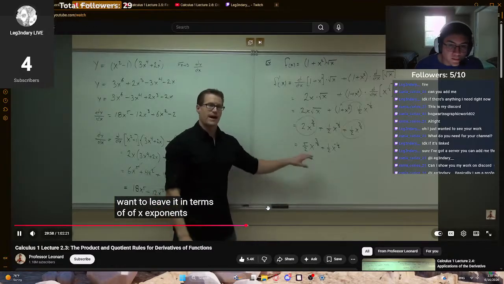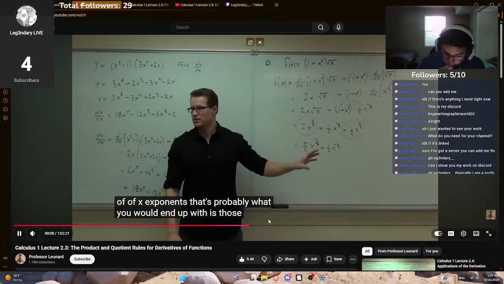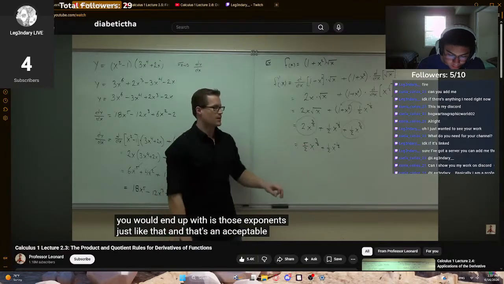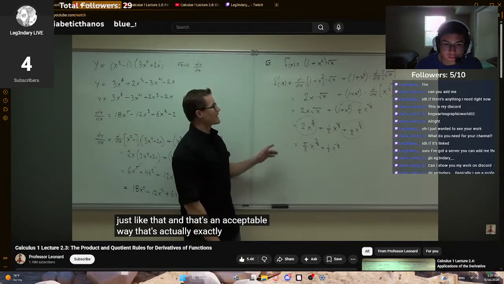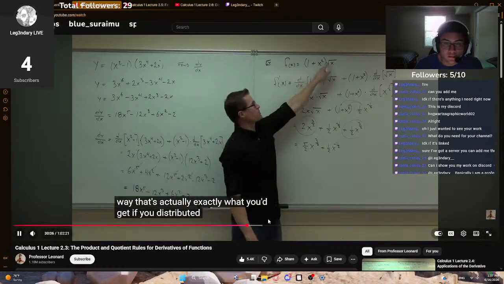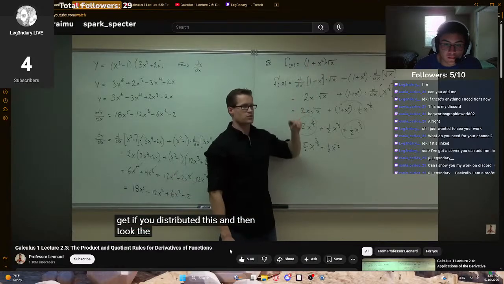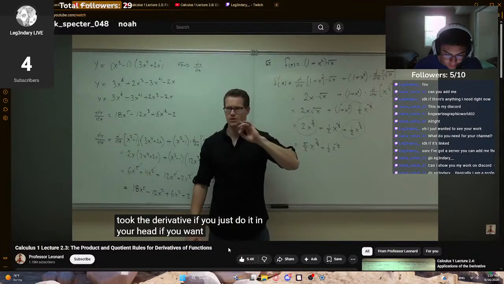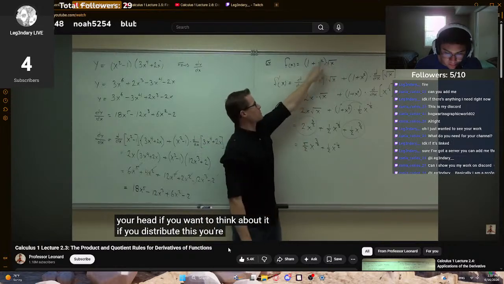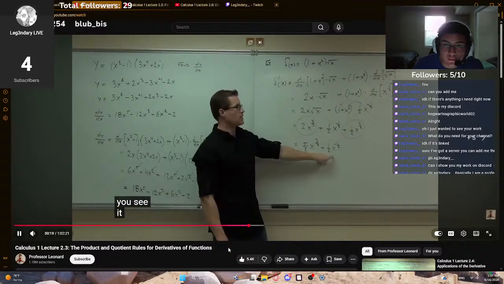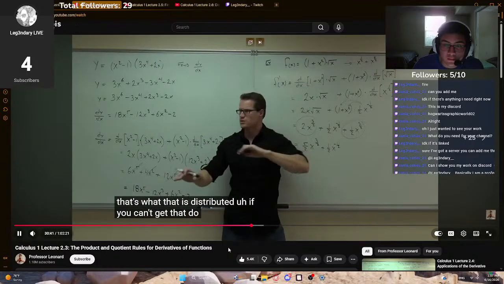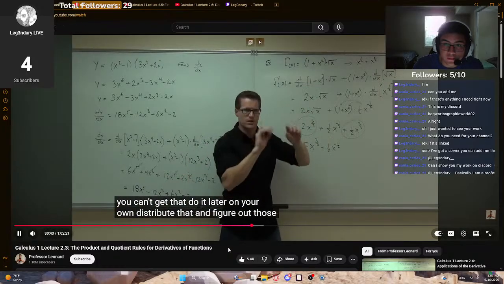Of exponents, that's probably what you would end up with, those exponents just like that. And that's an acceptable way. That's exactly what you'd get if you distributed this and then took the derivative. You can do it in your head if you want to. If you distribute this, you're going to get root x, right? Distribute x. If you can't get that, do it later on your own. Distribute that and figure out those exponents.